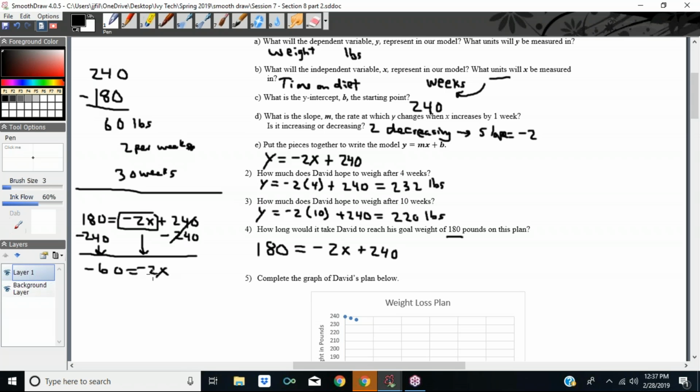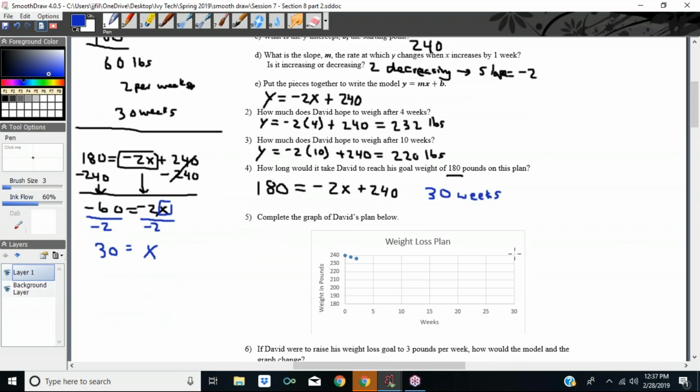And now -2x really means -2 times x. So the next thing we need to do is we have to undo the multiplication. -2 times x, we would divide by -2. Because what is -2 divided by -2? It is 1x. So 1x. But if we divide on the right side, we also have to divide on the left. So -60 divided by -2 is 30, and we get 30 weeks. So whichever method works best for you, that's what you should do. Just make sure that your answer makes sense.